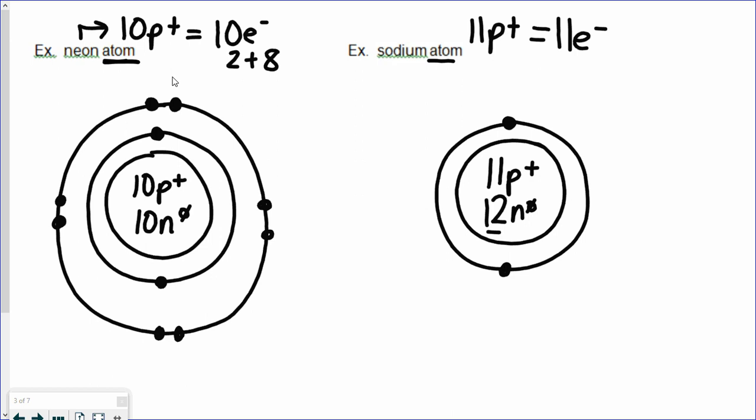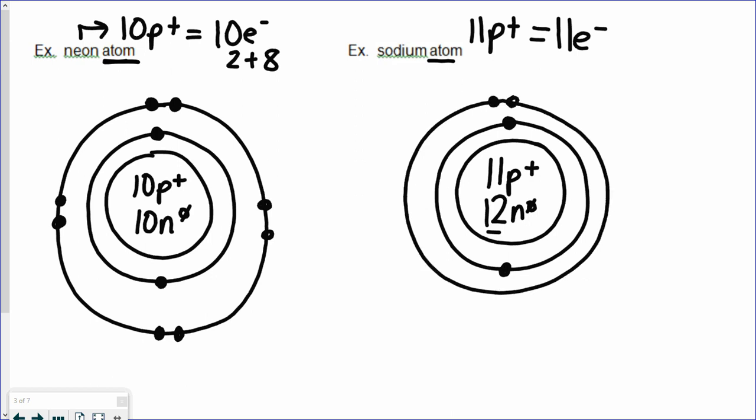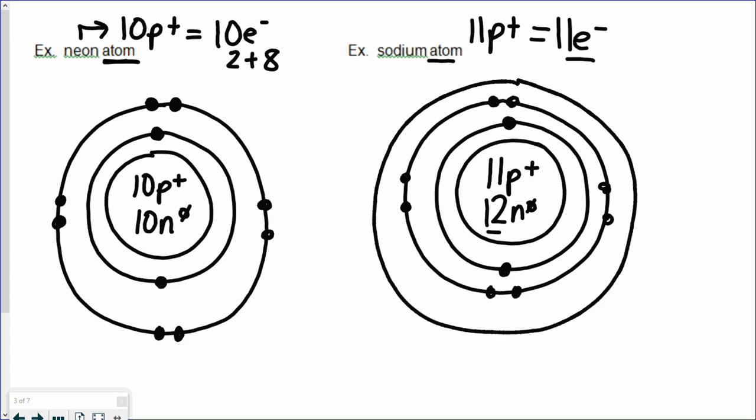So 2 electrons in the first shell. Next shell, 1, 2, 3, 4, 5, 6, 7, 8. So we've represented 10, but we know we need to represent 11, so we need to go into our third shell and represent just 1 electron in that third shell. So that's our sodium atom.